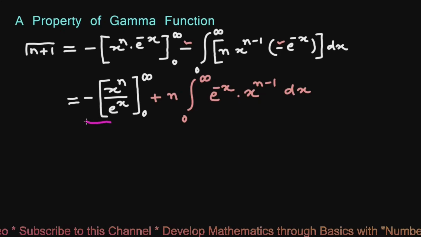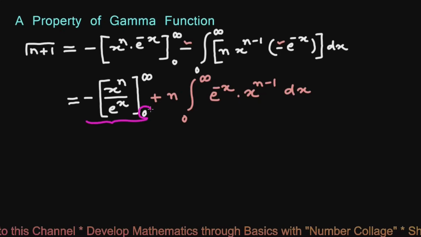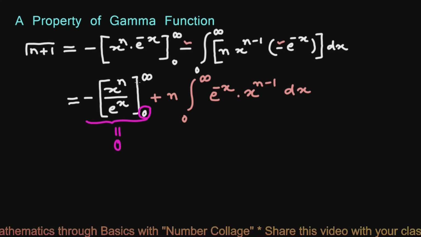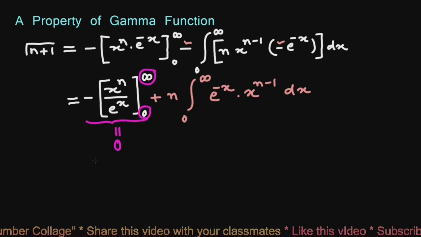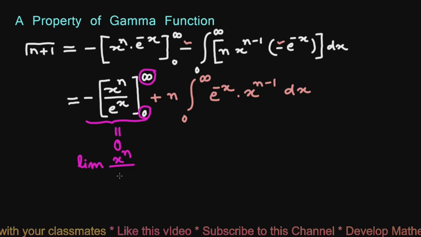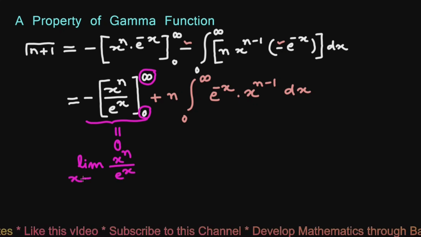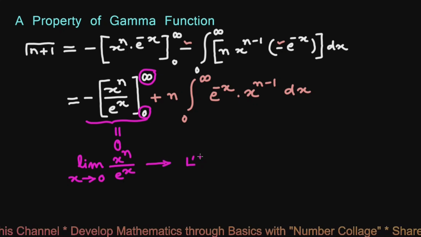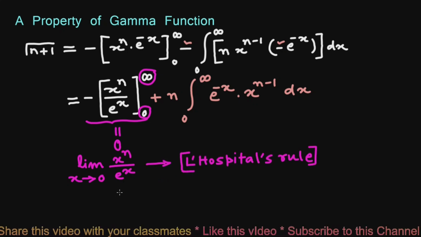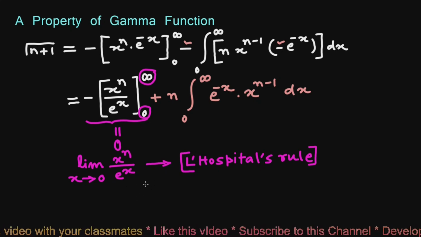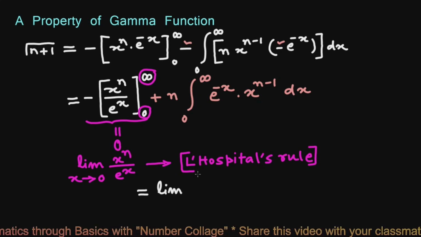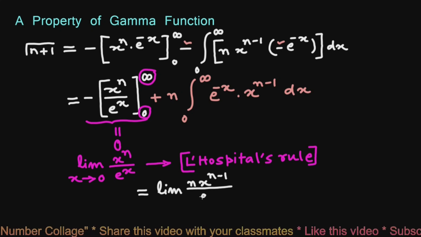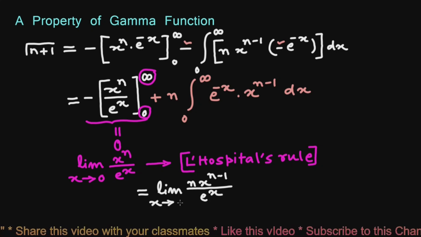Now here, value of this part of the integral at x equals 0 will obviously be equal to 0. Now in order to find its value at x equals infinity, we will take limit of x raised to n upon e raised to x as x tends to infinity. In order to solve this limit, we will use L'Hopital's rule of continuous differentiation of numerator and denominator. So this will be limit, derivative of x raised to n is n x raised to n minus 1, derivative of e raised to x, as x tends to infinity.